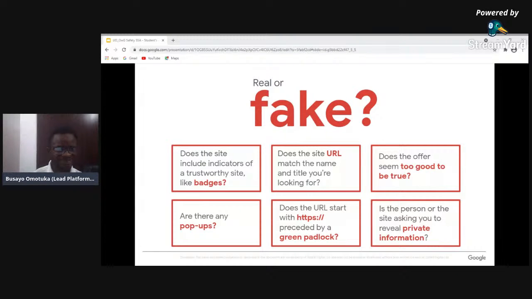So before you continue with any site, you can try to find out if all of these things are present with the site. If the site has all of these things, so it is very important.